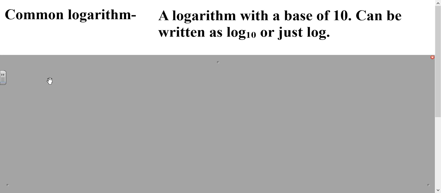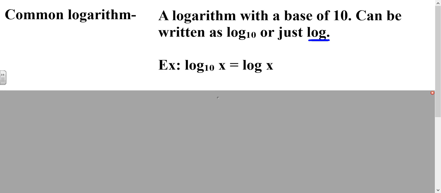Now, a common logarithm is a logarithm that has a base of 10. And you have a log button on your calculator. That is only for evaluating logs with a base of 10. Okay? So if they don't write the base, you automatically assume that the base is 10, if it just says log. So log base 10 of x is the same as just log x.